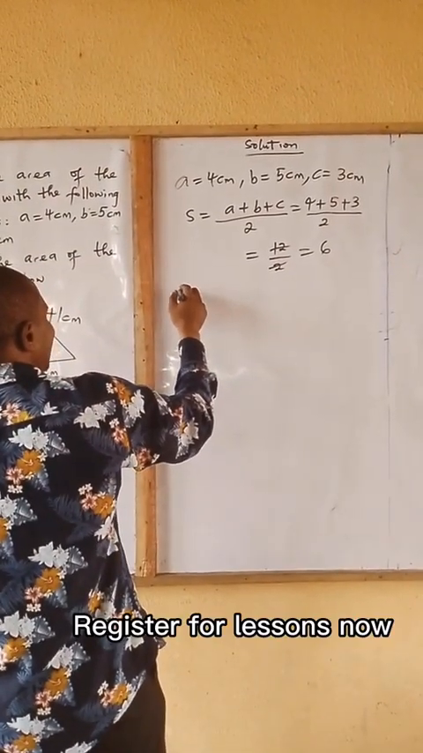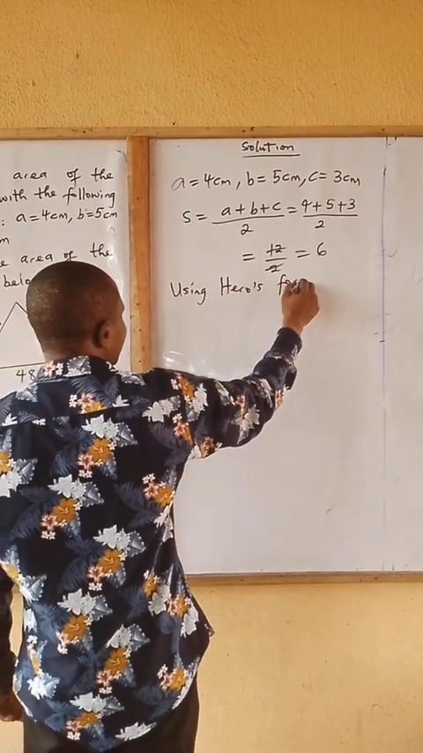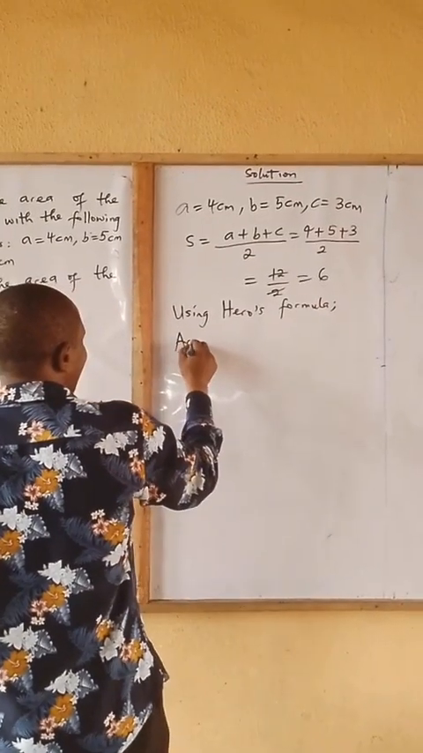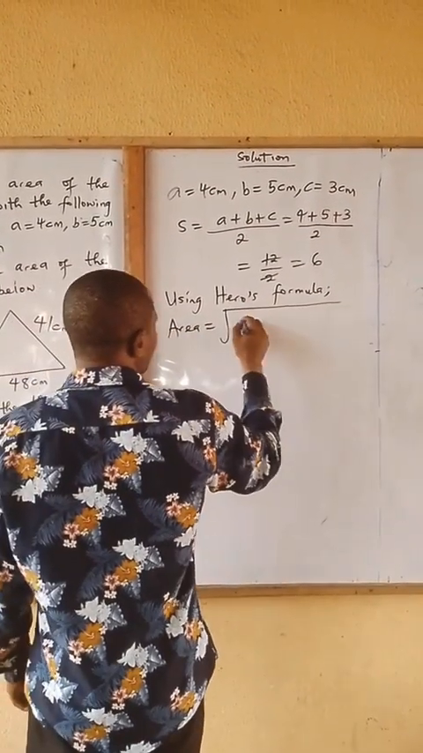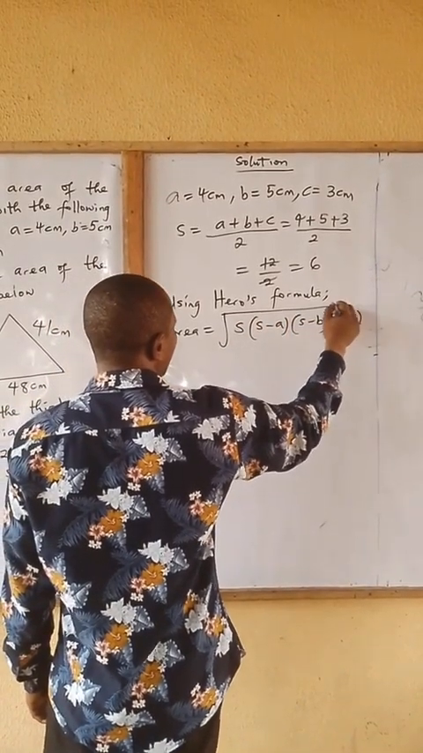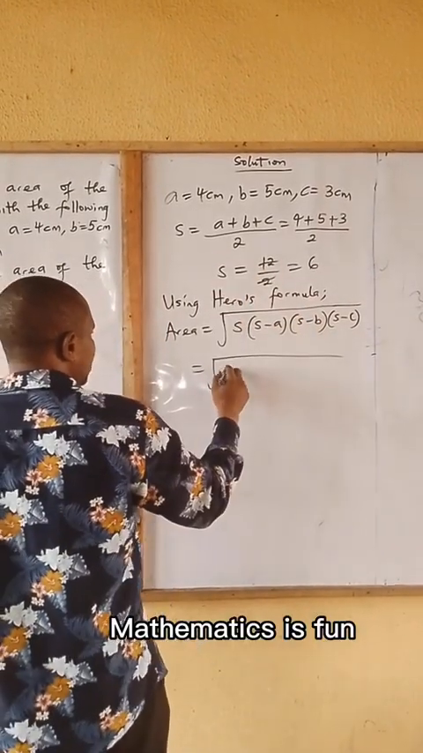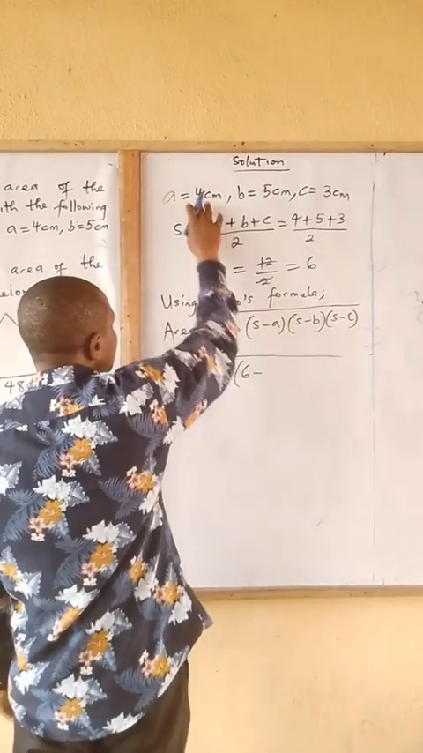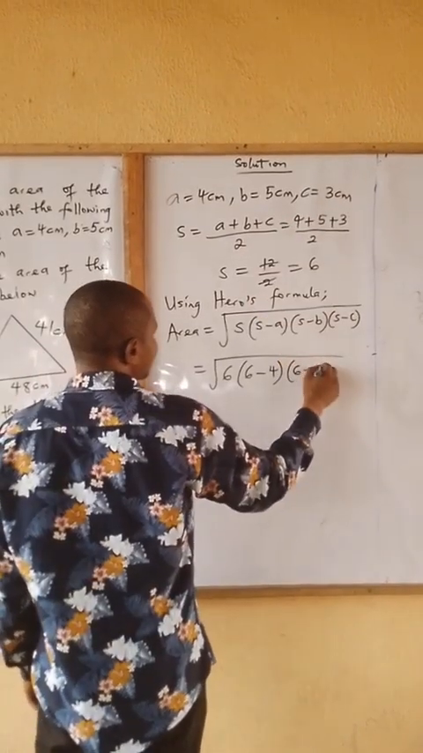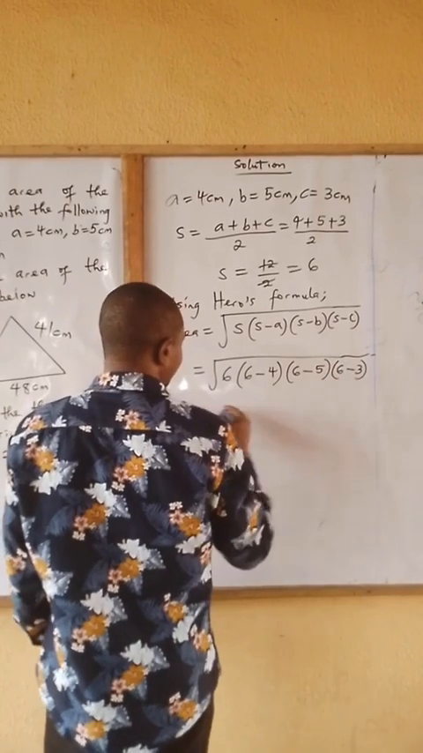And we are going to apply Hero's formula. Using Hero's formula, since the three sides of the triangle are given, area is equal to square root S in bracket of S minus A, S minus B, S minus C. So we are going to have, don't forget that our S is equal to 6 here. So we are going to have 6 in bracket of 6 minus the value of our A, which is 4. 6 minus the value of our B here, which is 5. Then 6 minus the value of our C here, which is 3.